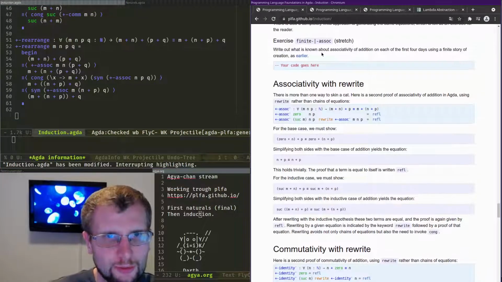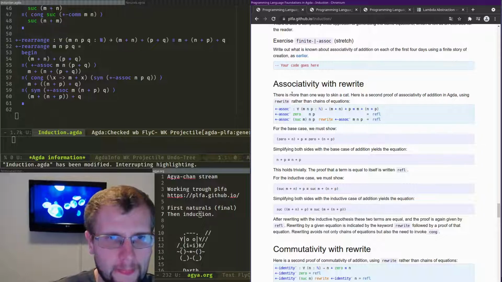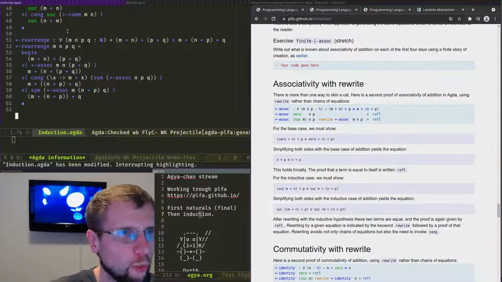Associativity with rewrite. So we skip this because yeah, there is more than one way to skin a cat. Don't skin cats, you monster. Here is a second proof of associativity in Agda, using rewrites rather than chains of equations. What? What?